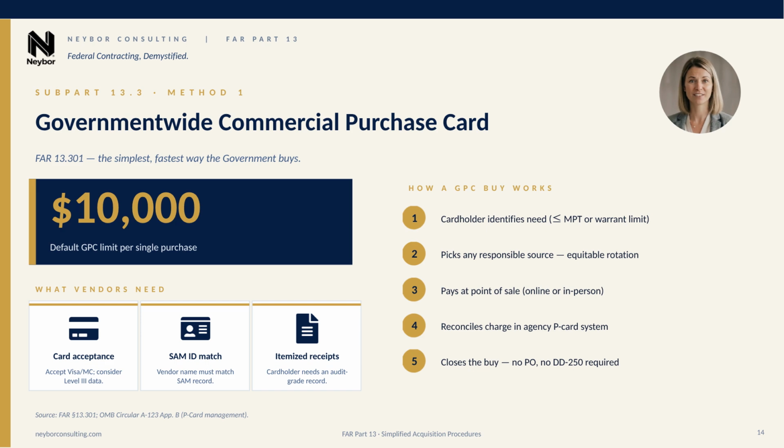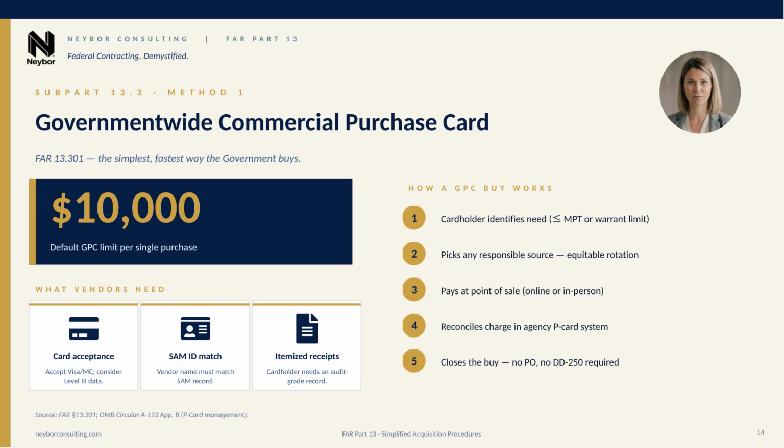1, you must accept Visa or MasterCard, and Level 3 card data, which captures line item detail, helps the cardholder reconcile and shortens your time to payment. 2, the vendor name on the card processor's record has to match your SAM registration. Mismatches trigger flags. 3, you must provide an itemized receipt. The cardholder needs an audit-grade record.